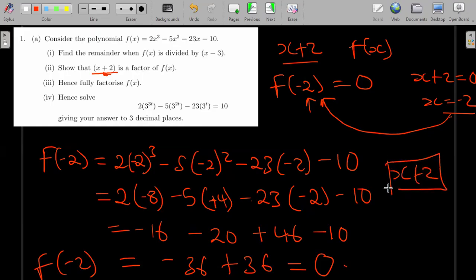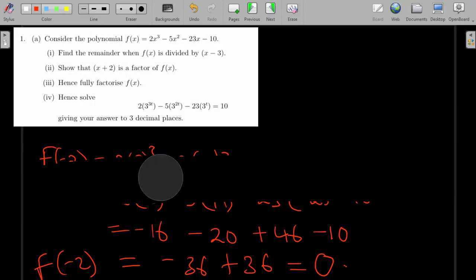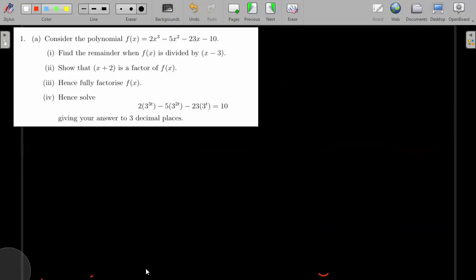A factor. Right, so that is it on the second question. Let us now look at the third one. Okay, so the third one, they are saying, hence factorize fully. So we already know that x plus 2 is a factor.